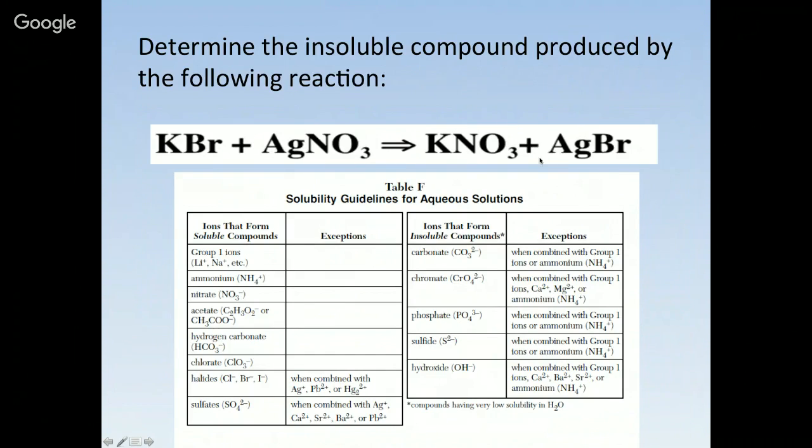So I'll give you a moment. Take a look at this question. It says, determine the insoluble compound produced by the following reaction. Okay, so take a moment. I put reference table F up here as well. Remember, table F is really good for predicting insoluble and soluble compounds.